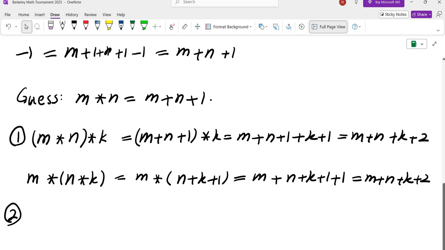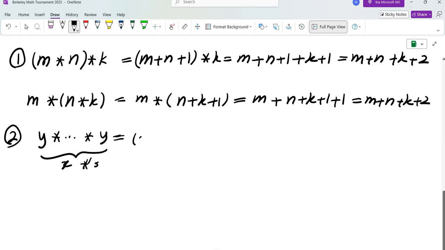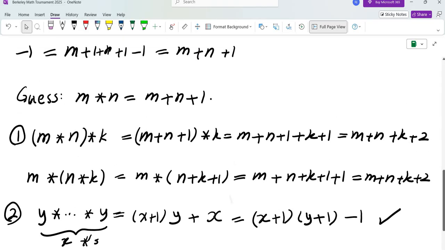Now let's take y and star with itself x times and see what we get. So y star x times, and this is basically x stars. So let's see what we do here. Because there are x stars, there are x plus 1 y's. So what we do here is we're adding y to itself x plus 1 times, and then we are adding exactly x ones. Each of the stars gives me an additional 1. This is exactly (x plus 1) times (y plus 1) minus 1. So this does satisfy the properties that they gave us.